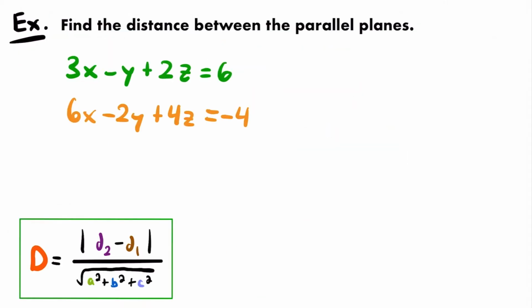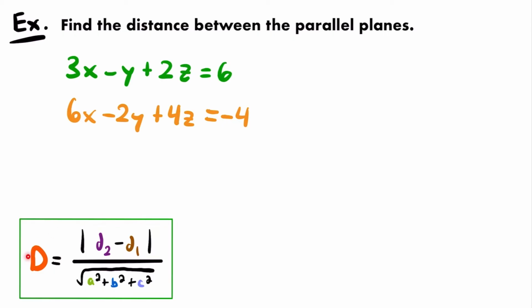And so here's our example problem. We want to find the distance between the parallel planes, and we have our two plane equations right here. We have 3x minus y plus 2z equals 6, and 6x minus 2y plus 4z equals -4. And then down here, I have the distance formula that we just found for us to reference.